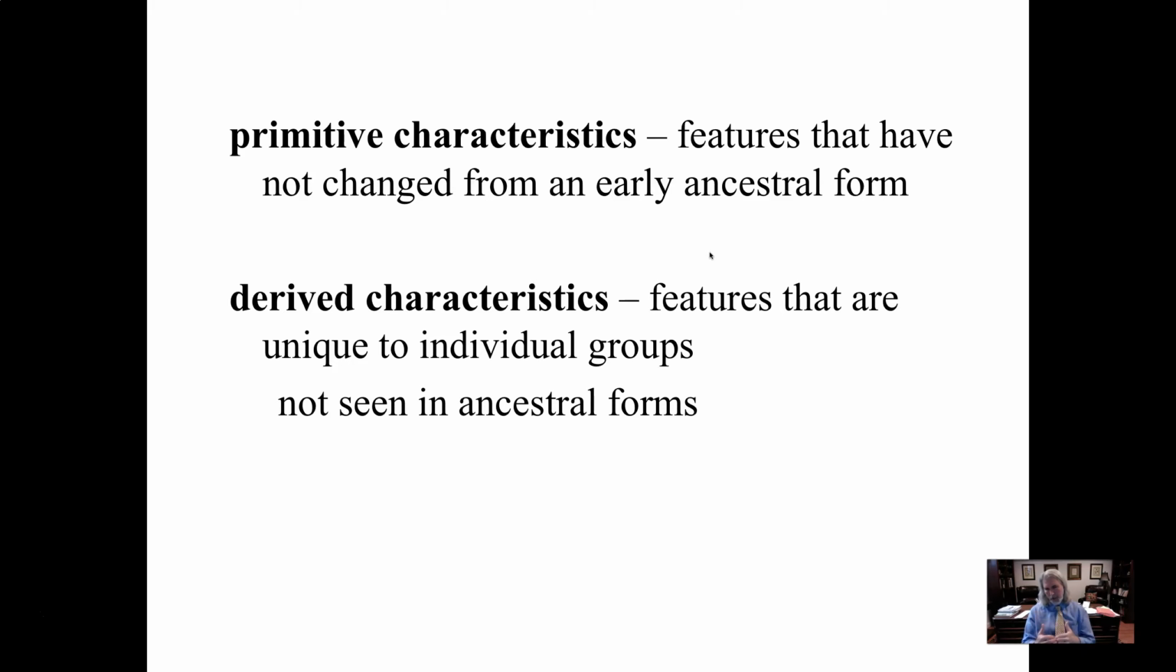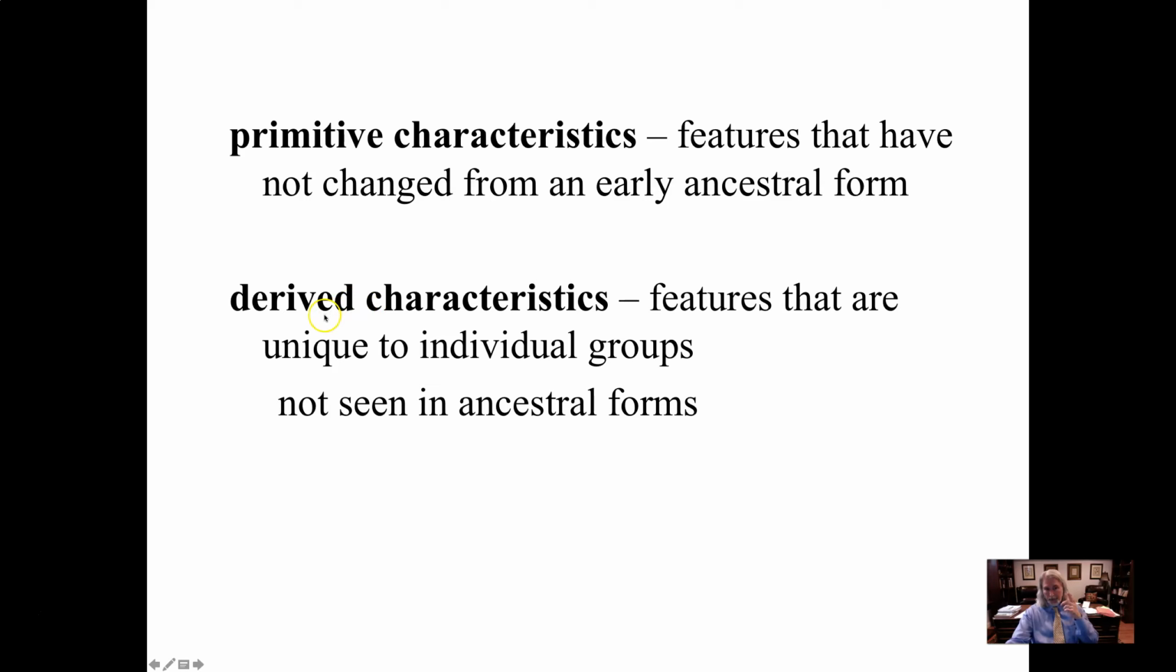So those characters that you look at can be described or categorized in two ways. There's primitive and derived. The primitive are features that haven't changed from the early ancestor, meaning the ancestor had it and the currently living species have it. Derived characters are features that are unique to the individual groups. So you don't see them in the ancestor, you see them in the current species or in smaller branches.